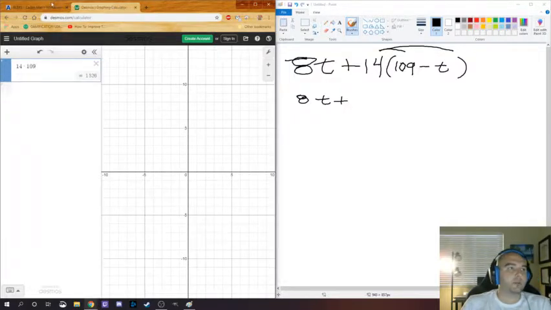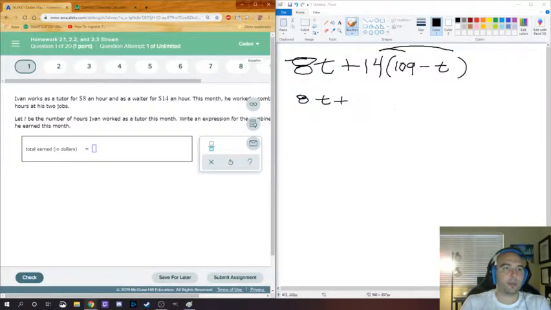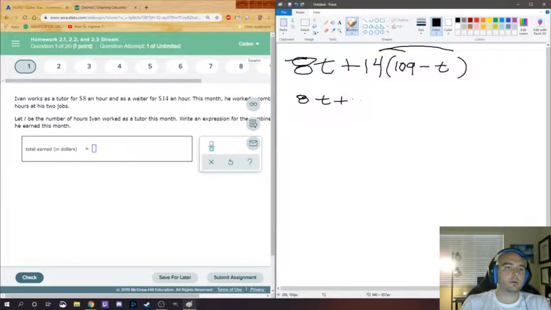Okay, 1526. Okay, and then we're going to do minus 14T. If you're wondering where that's coming from, that's because 14 times negative T. Okay, we got a little bit of like terms here. So 8 minus 14 is negative 6T.